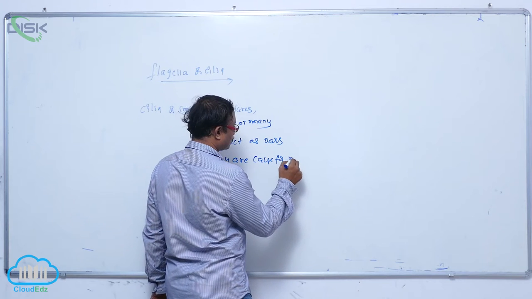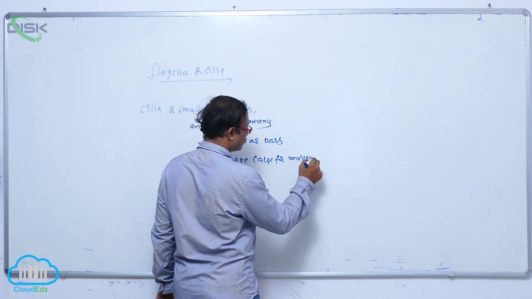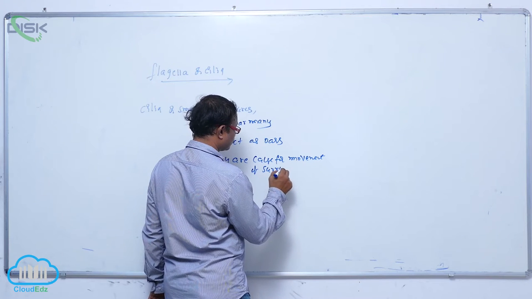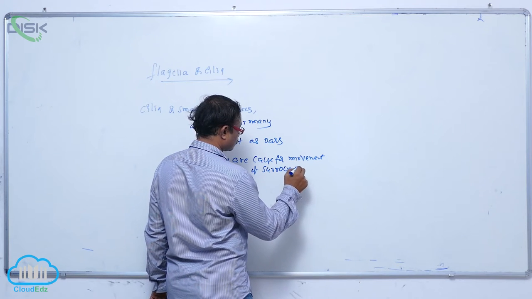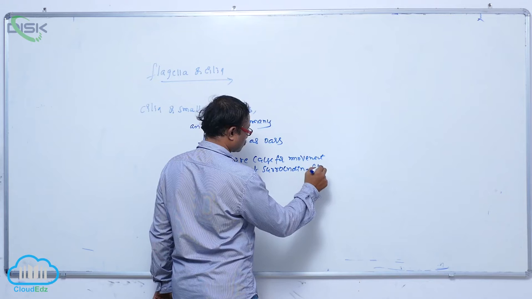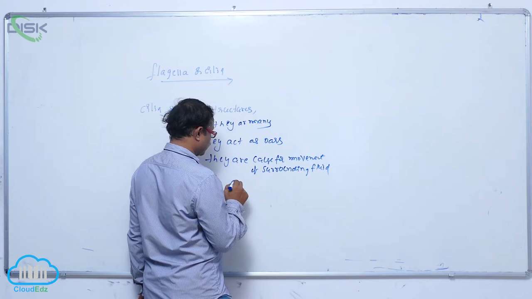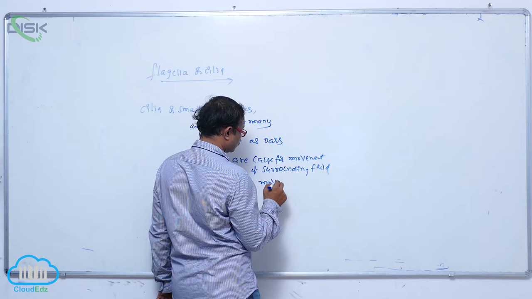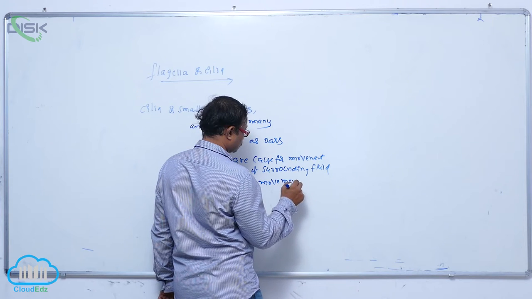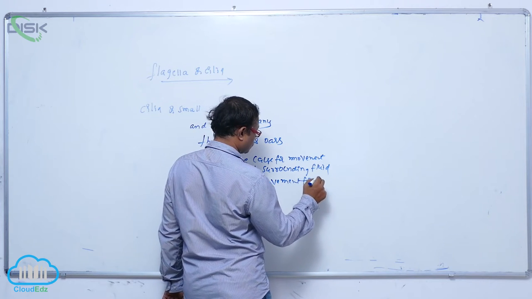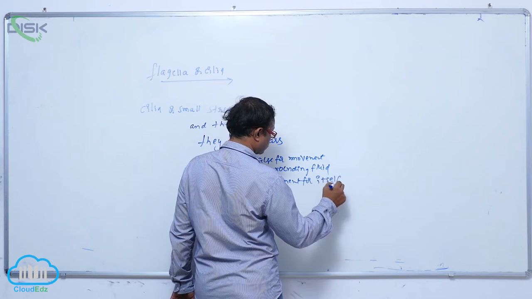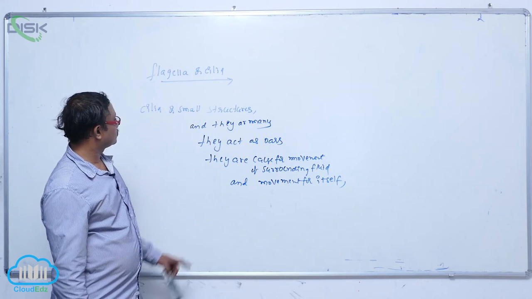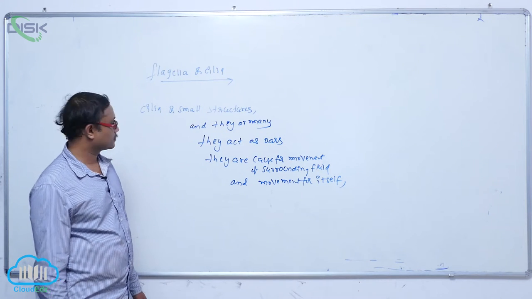They are the cause for movement of the surrounding fluid and movement for itself. So they are known as cilia-like structures.